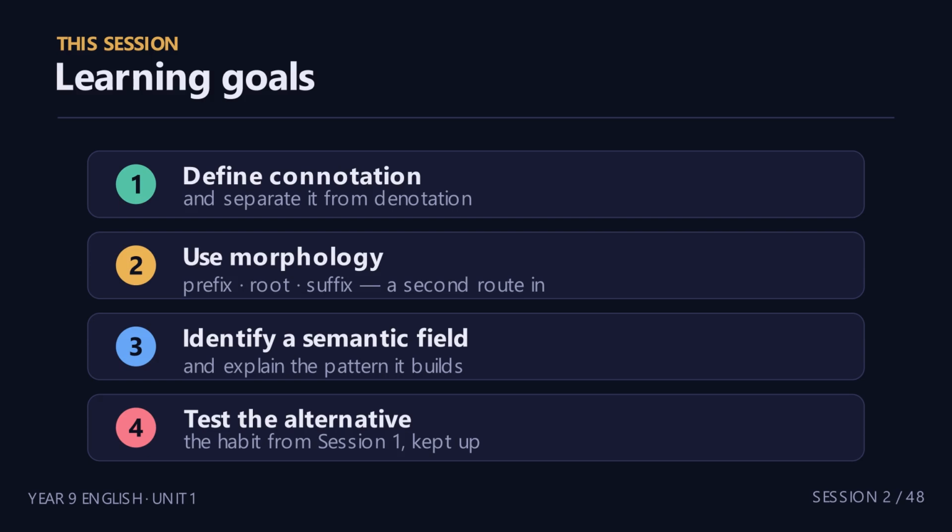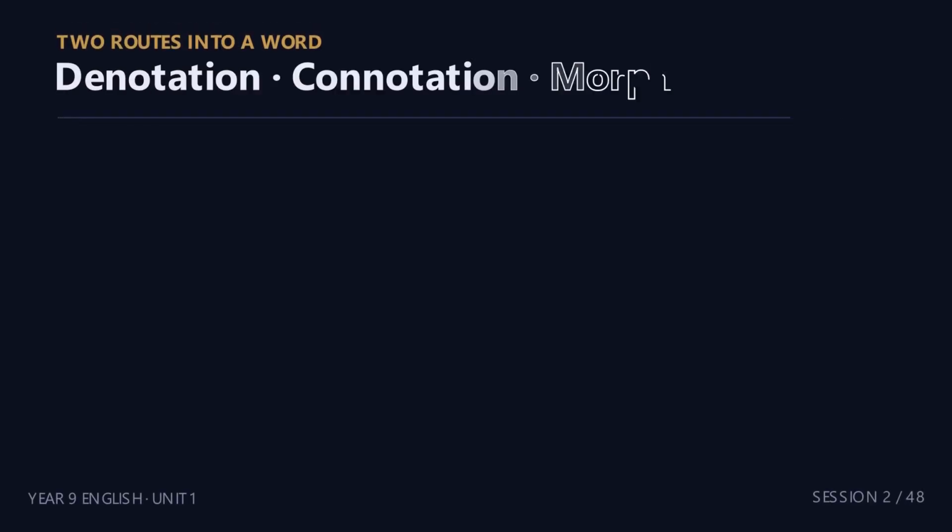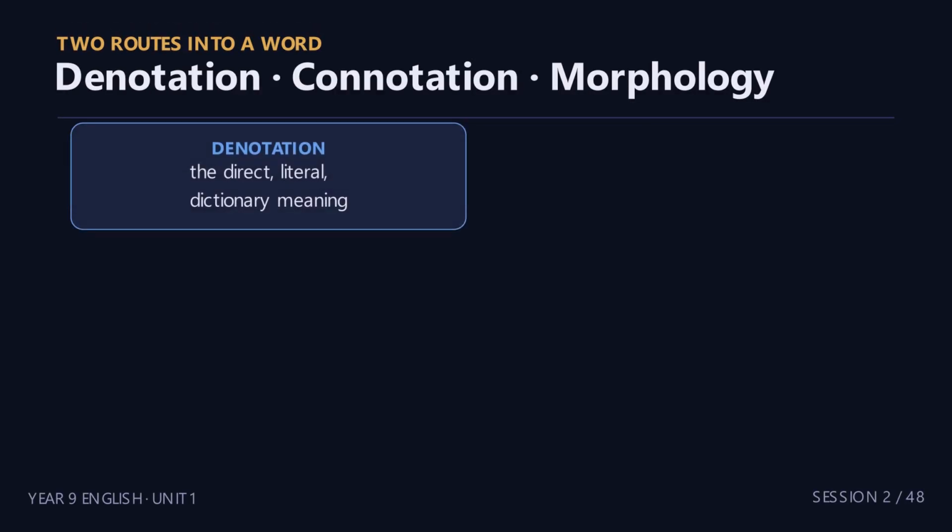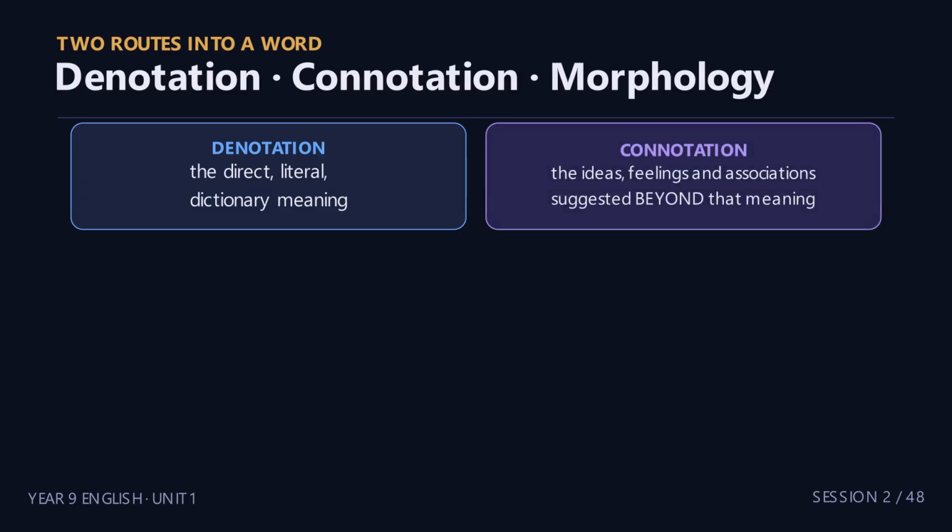Let's build this carefully. Let's get the terms exactly right. Denotation is a word's direct, literal dictionary meaning. Connotation is different. Connotation is the ideas, feelings, and associations suggested by a word beyond that direct meaning. Take slender and thin. Both denote a similar physical quality, but slender carries approval, elegance. Thin is flatter and can tilt towards frailty. The denotation barely moves, the connotation moves you.